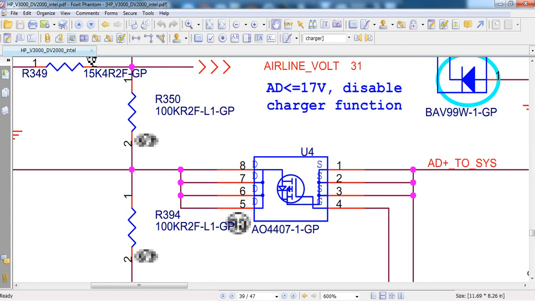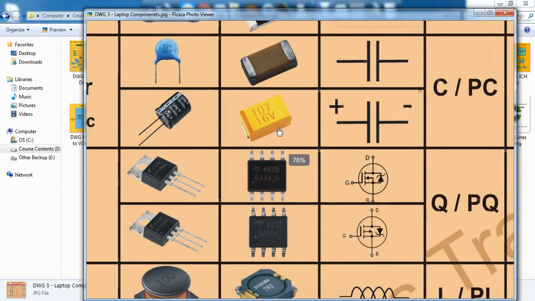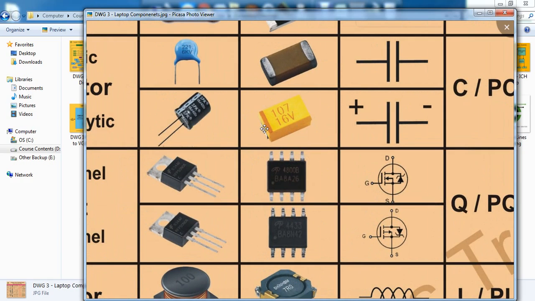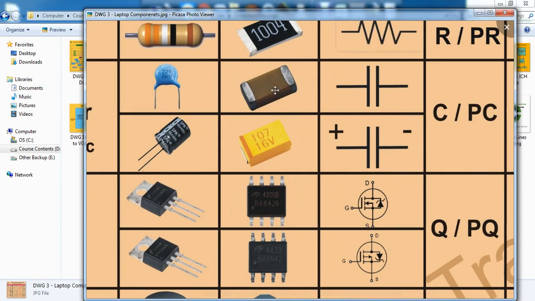The next component is the capacitor. This is the electrolytic capacitor. This is the ceramic capacitor. Electrolytic capacitors are polarized. This is non-polarized. There is no polarity for this capacitor, whereas these capacitors are polarized. This is the positive side and the other is the negative side. But you can fix this capacitor in any direction because there is no polarity.